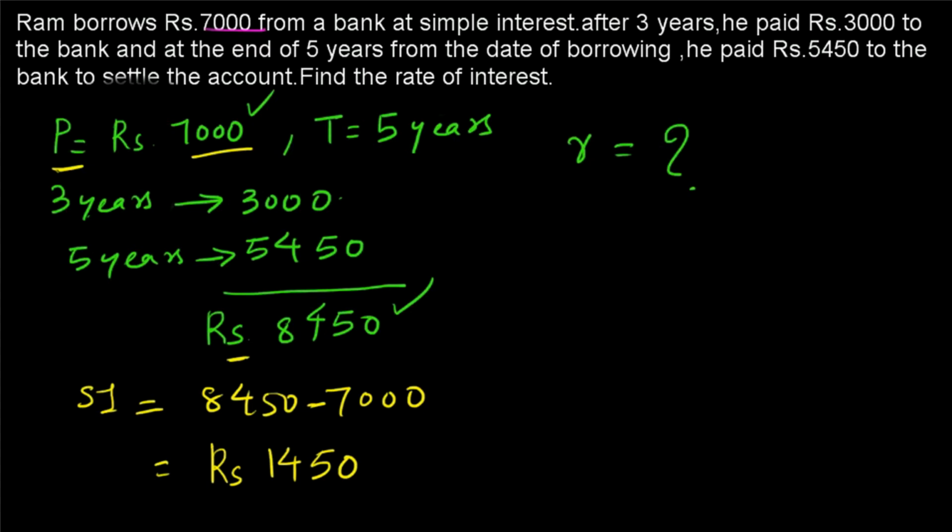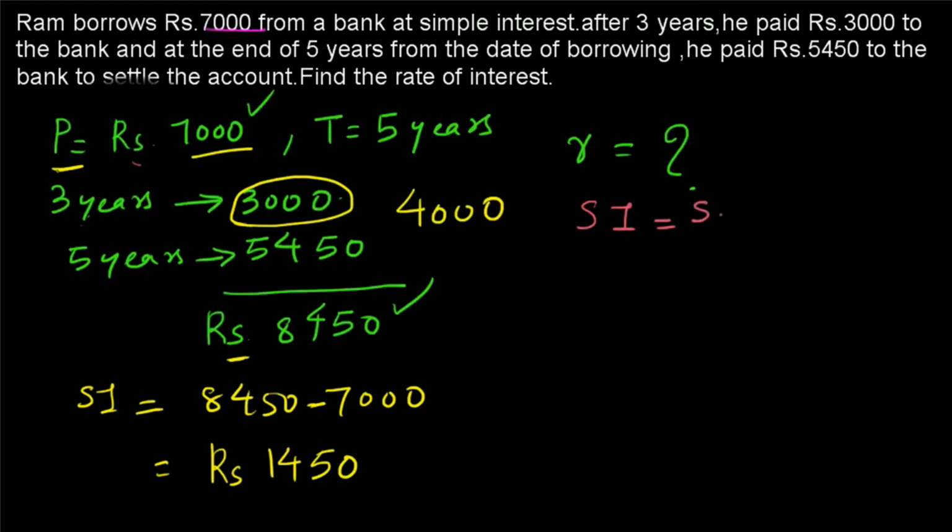Now we can form an equation for this simple interest. So what information are we having? After 3 years, he paid back rupees 3,000. That means what is the remaining principal? The remaining principal will be rupees 4,000. Okay. So how can we form the equation? So the total simple interest will be equal to the simple interest on the principal rupees 7,000 for 3 years. Because for 3 years he is not paying back anything.